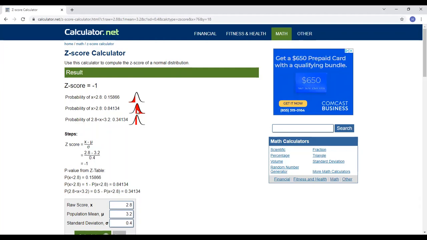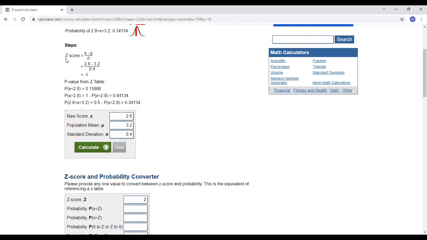If you want to see bigger, you can say just 100% minus this. So the probability, the percentage, the proportion of rides lasting more than 2.8 hours is 84.13%. And it gives you more. Look at this website, it's really great. If you want the z-score again, it's 2.8 minus 3.2 divided by 0.4, which is -1, and that gives you those pieces of information again.